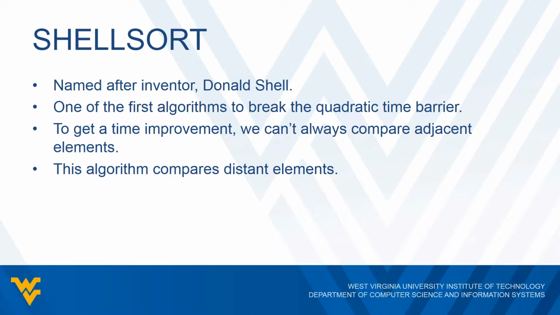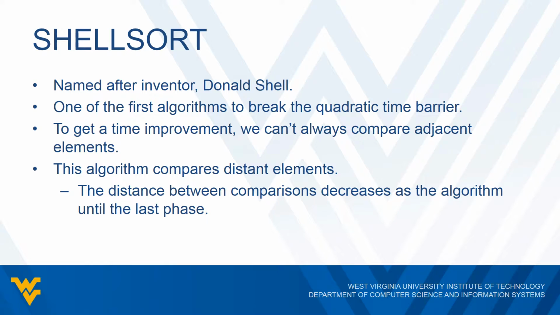So, for example, maybe we would compare every 5 elements and then every 4 and so forth. But what we do is we compare distant elements, and then with each iteration, we decrease the distance between the comparisons of elements. So like I said, maybe we would compare every 5th element with each other, and then every 4th element, then every 3rd, and so forth. But we keep doing this until we get to the last phase. In that last phase, we are comparing the adjacent elements.